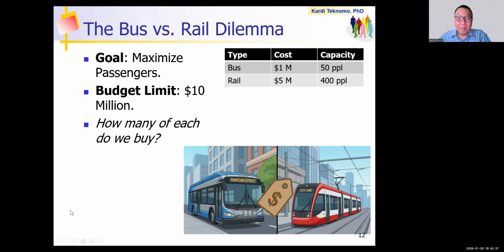Okay, let's try this simple example. Say you have $10 million. This is your budget limit. You want to move the maximum number of people, and you have two options here: either you invest in bus or in rail. The bus costs 1 million and the rail costs 5 million. And these are the capacities, passengers per lane. Question: do you buy 10 buses or do you buy 2 rail cars? Or is it a mix?